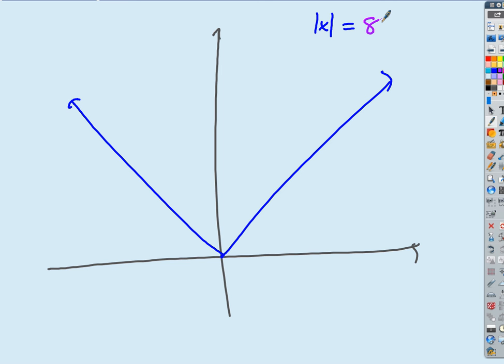8 and -8. We already did that one, didn't we? Right. We know that when we go over 8, we're going to be at a height of 8. If I go left 8, so go to -8, I'm also going to be at a y value of 8, right? Okay, what's significant about that?